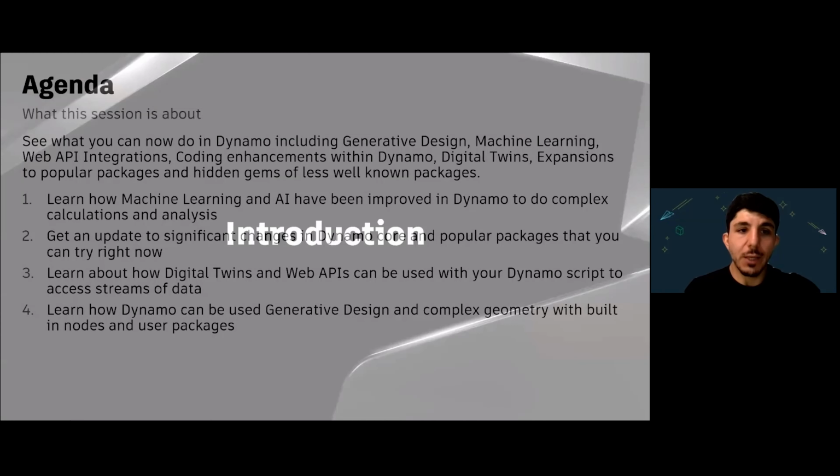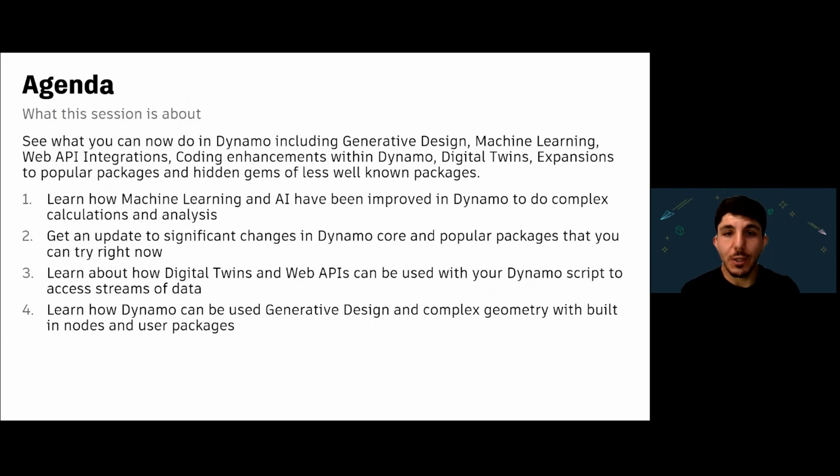A little introduction. Today we'll be talking a lot about the superpowers and hidden gems of Dynamo in generative design, machine learning, web APIs, coding enhancements, core enhancements, visual twins, and much more. There's a lot of content. It'll be a little bit of a rapid fire pace, but don't worry, it's easy to digest. And there's a lot of resources, lots of links. Every slide I have has a link to more information, so don't feel like I'm missing anything out. And there's lots of references at the end.